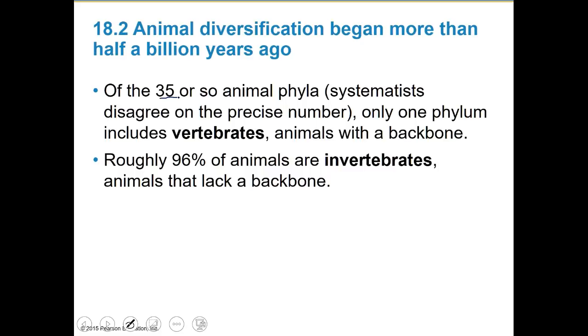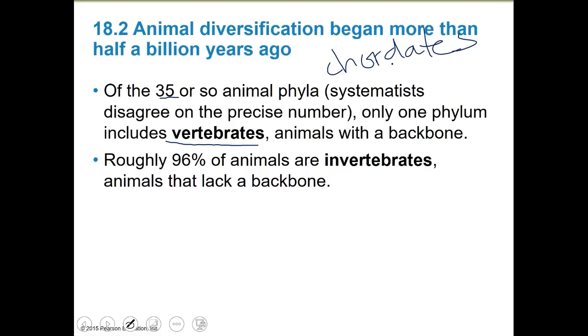So of a bunch of animal phyla, let's just disagree on the precise number, which is why we're just covering as diverse as possible. Only one phylum includes vertebrates, and those are animals with a backbone. So you're all within chordates if you have one with a spinal cord. That is the one type that we would talk about. So you guys would all be under phylum Chordata. Okay. If you have a vertebrate animal, amphibians, reptiles, birds, mammals, any of those are part of Chordata.